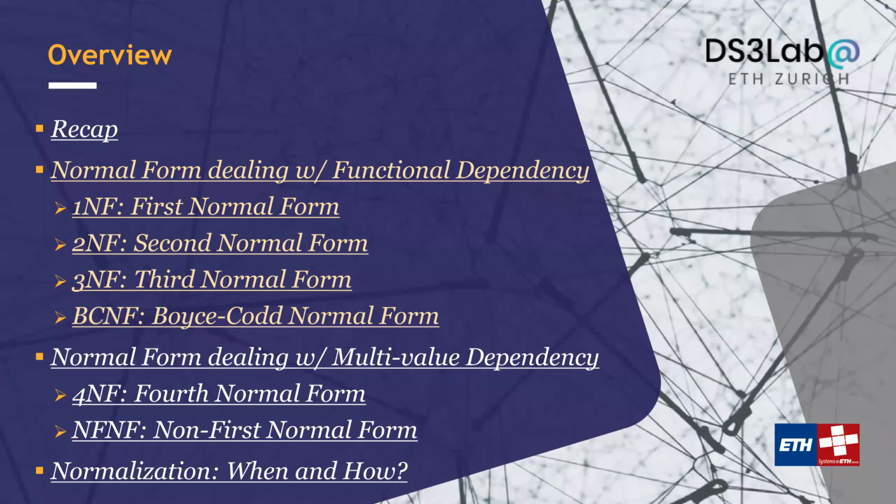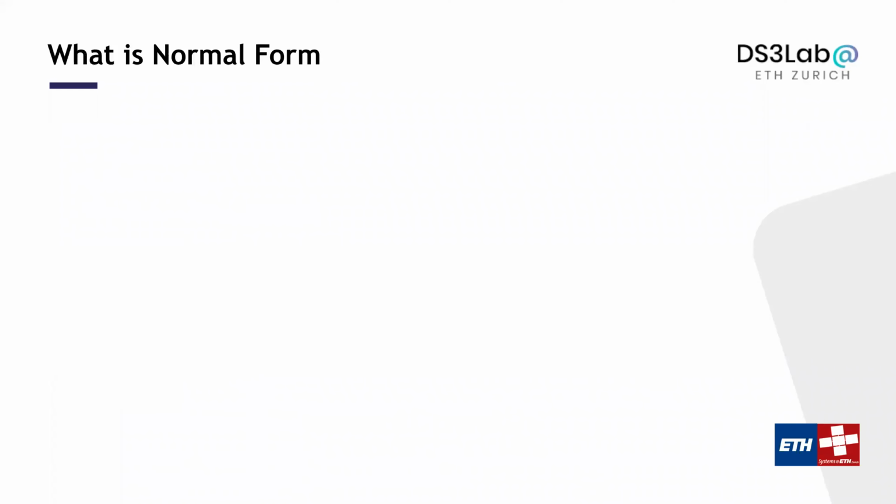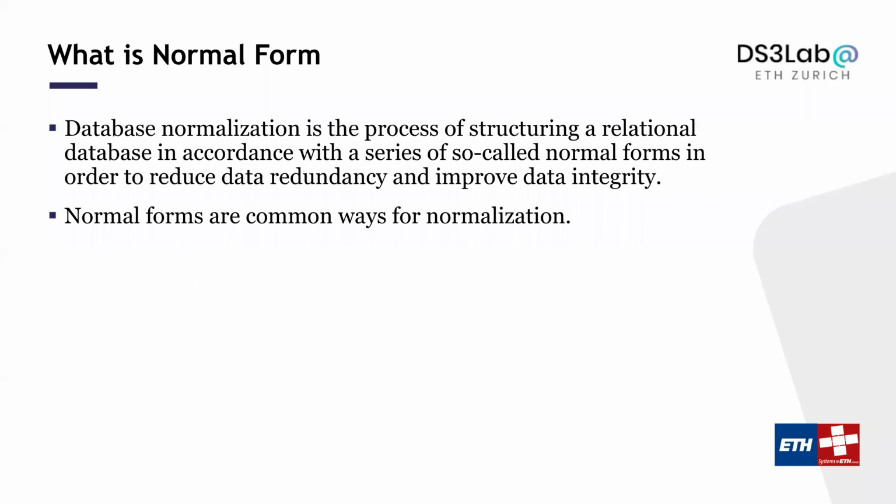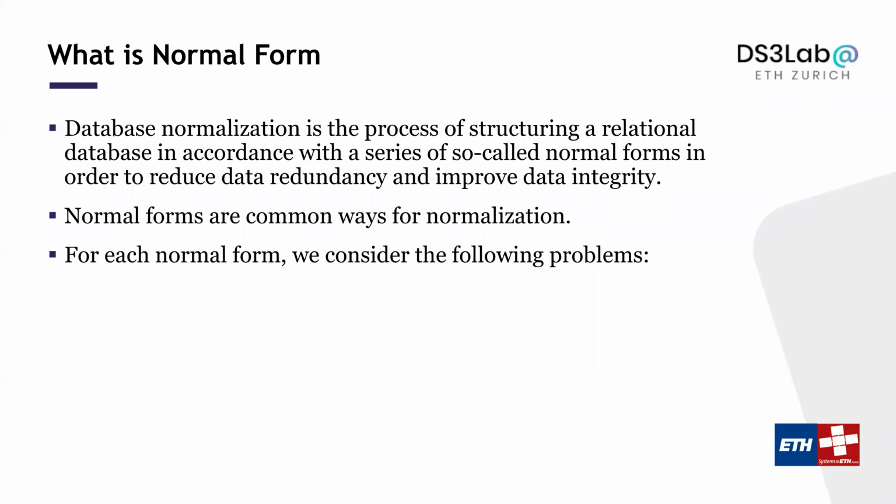In this lecture, we are going to talk about normal forms. We are going to go through essentially 5 different normal forms and try to reason about their properties. So what is normal form? Database normalization is a process of structuring a relational database in accordance with a series of so-called normal forms in order to reduce data redundancy and improve data integrity. More specifically, normal forms are a whole bunch of common ways for you to normalize your database.